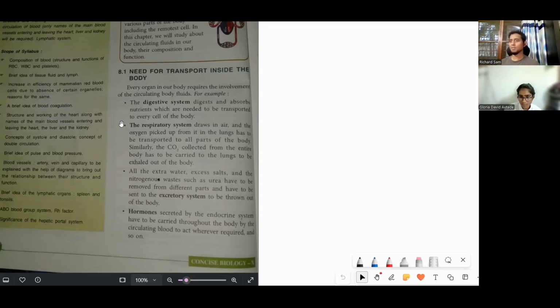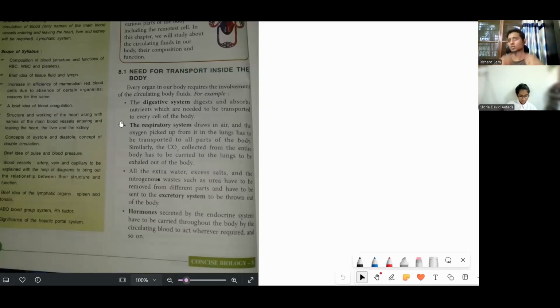Think of your blood as a bus service, transporting things from one place to another. The blood comes to the lungs, picks up oxygen, takes it to every cell in the body and distributes that oxygen to every cell. Then from those cells, it takes carbon dioxide, brings it to the lungs and expels it out.